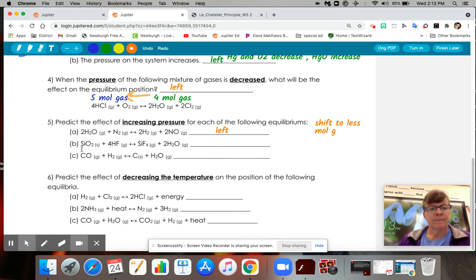Okay. B, this is a solid. That doesn't count. So I only have 4 moles of gas here. Now on this side, I have 2 plus the 1, 3 moles. Again, if we're increasing pressure, we're going to always go in the direction of less moles. So from 4 to 3, that's shifting to the right.